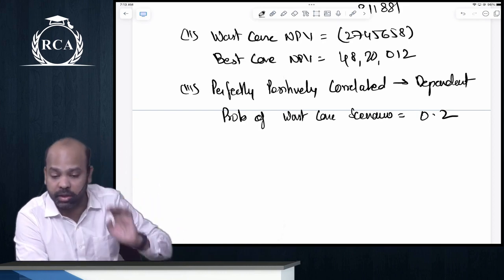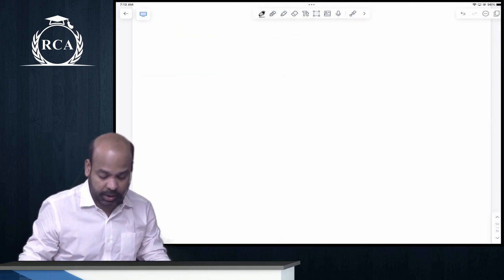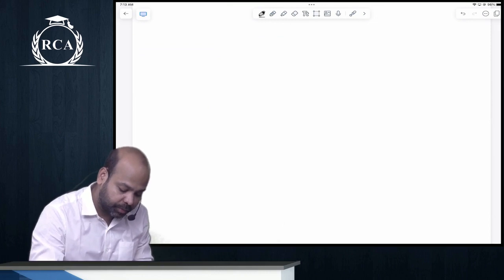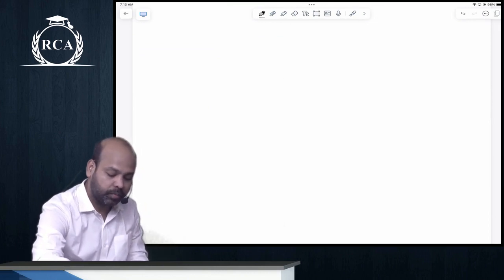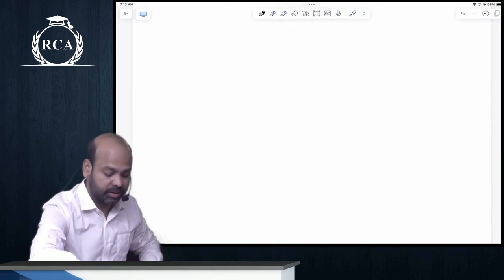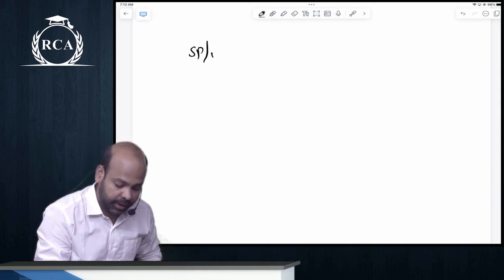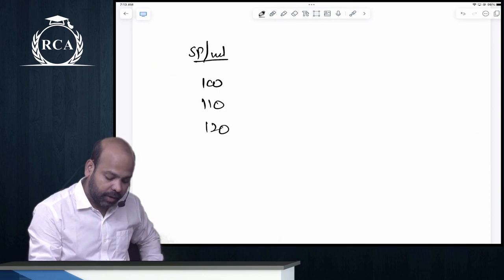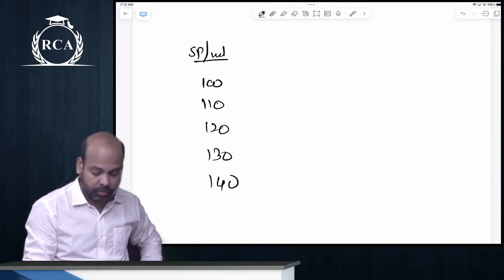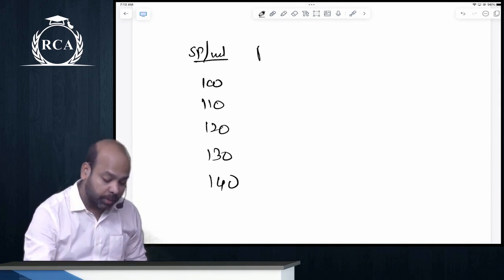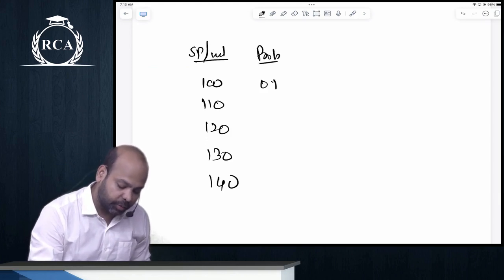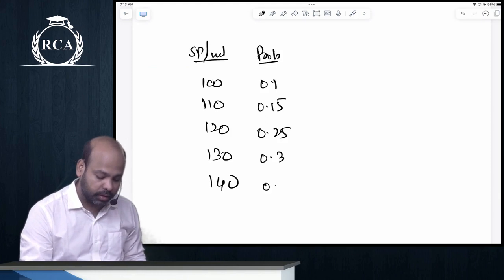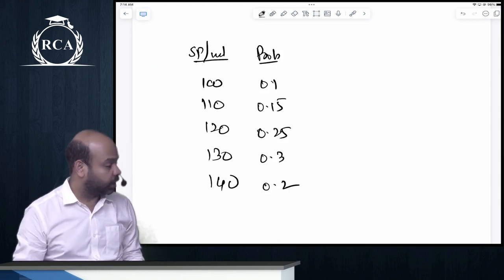What is the probability that the selling price will be 10? What is the probability that the selling price will be 30? Say you think that the selling price of the product can range from, say, 100 rupees to 140 rupees. There are 5 scenarios as per you. The probability of the first one is 0.1, this is say 0.15, this is say 0.25, this is 0.3, this is 0.2. These are your probabilities.